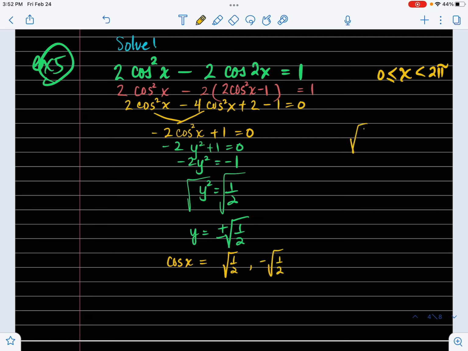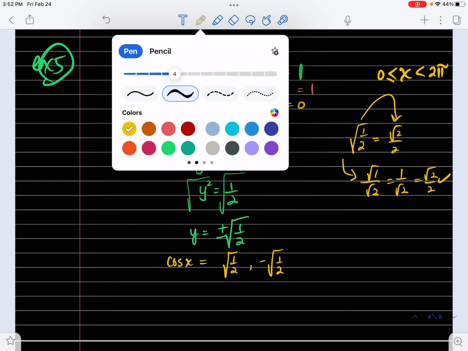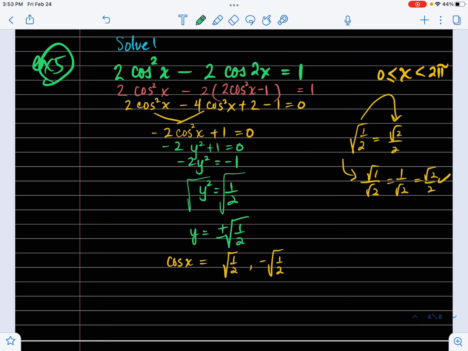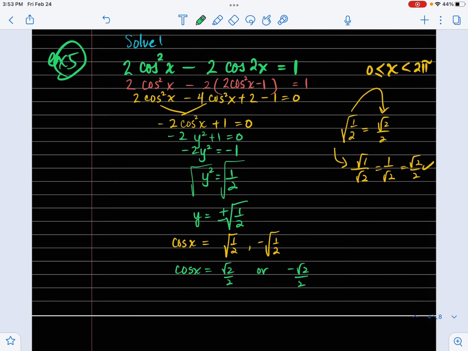Now, square root of half is basically root 2 over 2. If you take that and split it up, that converts to 1 over root 2. When you rationalize it, we get root 2 over 2. So it's better to see this as that, just because that's on the unit circle, or you can also create your triangles that way. So we're looking for cosine x equals root 2 over 2, or negative root 2 over 2. And I showed you how that's equal to root 2 over 2 anyway.